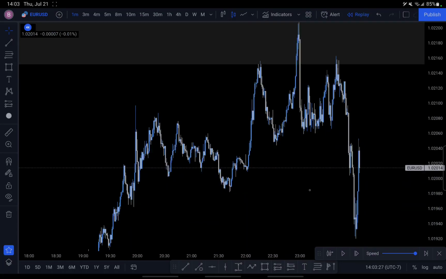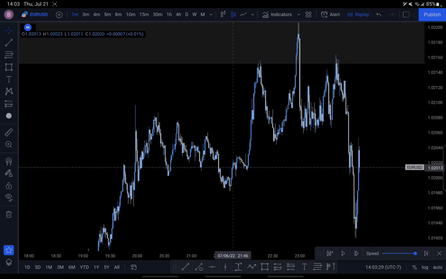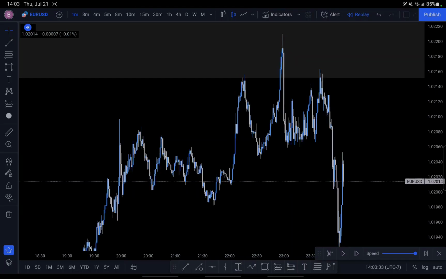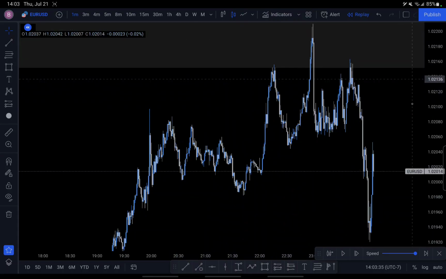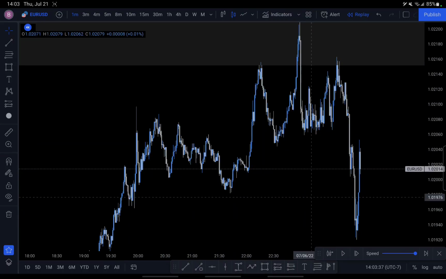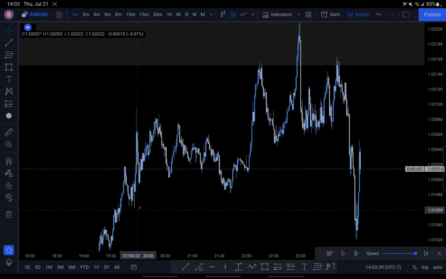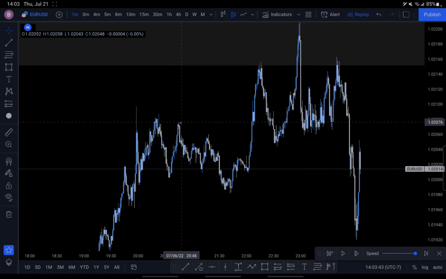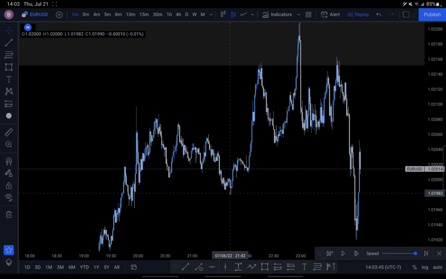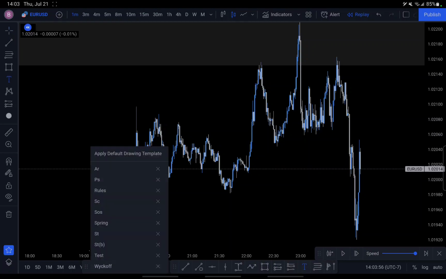So here we have, this could be a little accumulation here for a distribution, but this can also be part of an overall distribution. So let's go ahead and start labeling some stuff up here. So we can have our buyer's climax, automatic rally, secondary test, sign of weakness, our UTAD, UT, breakdown, test, breakdown. So let's go ahead and start labeling this.